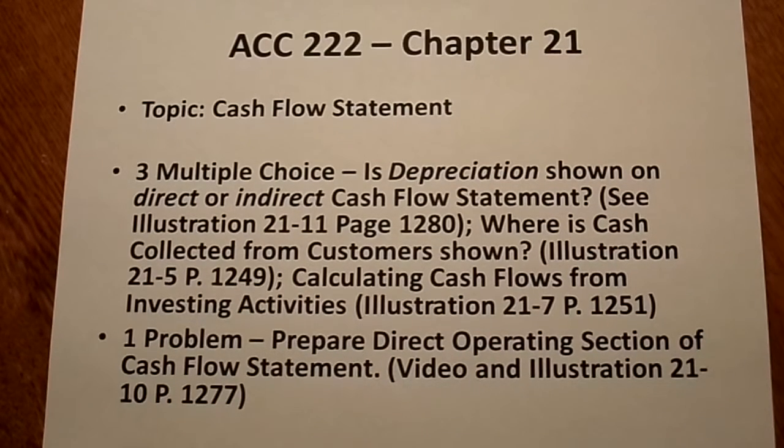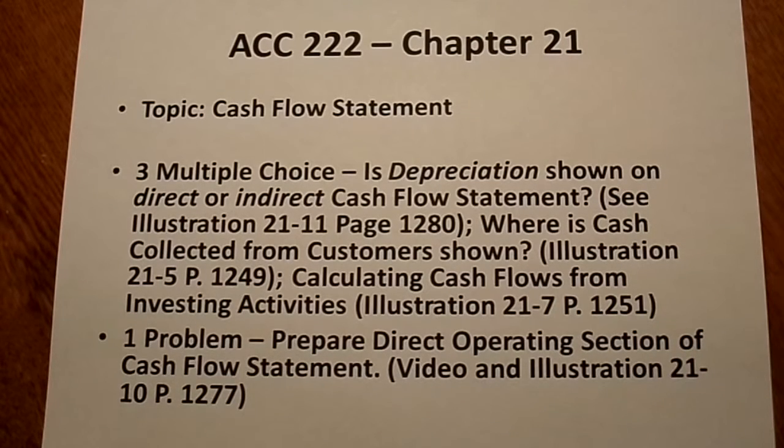The last chapter on the test is Chapter 21, and this deals with the cash flow statement. There are 3 multiple choice questions. One is, depreciation is only shown on one of the statements, direct or indirect. Which one is it? The second question is, where is cash collected from customers shown? So that's a big cash flow type. Is it shown in cash flows from operations, in cash flows from investing activities, in cash flows from financing activities? Is it necessary on a direct statement or an indirect statement? And I'll give you a clue that it's not on both.